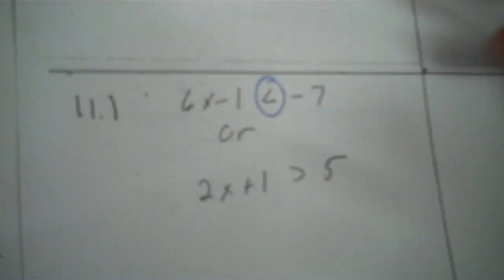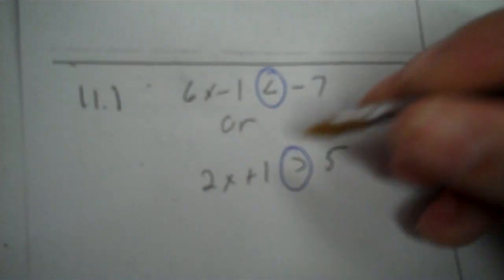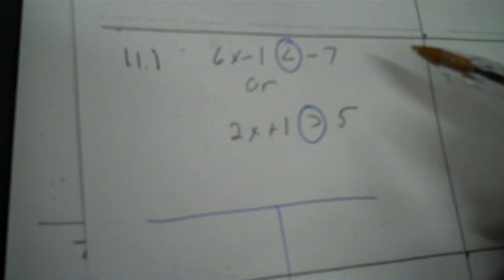Okay, number 11, another compound. 6x minus 1 is less than negative 7. 2x plus 1 is greater than 5. Okay, that's another compound. They're already separated for us, though. You got less than, greater than. So you got 6x minus 1, negative 7. Then you have 2x plus 1 and 5. Now you solve them independently.